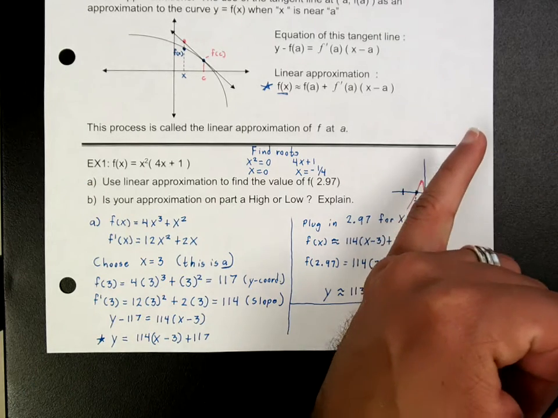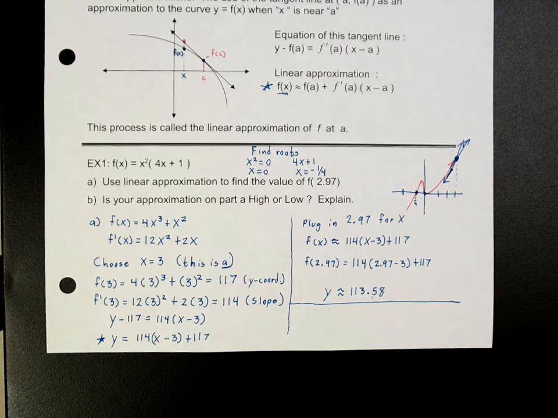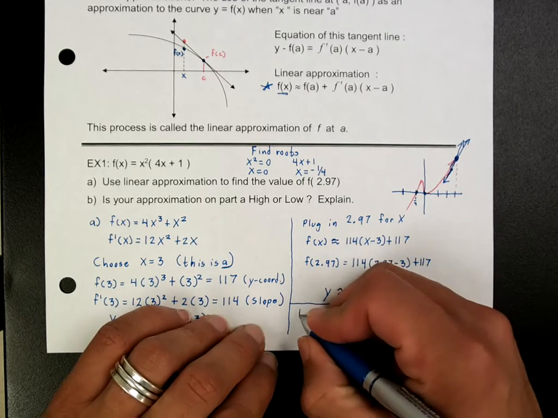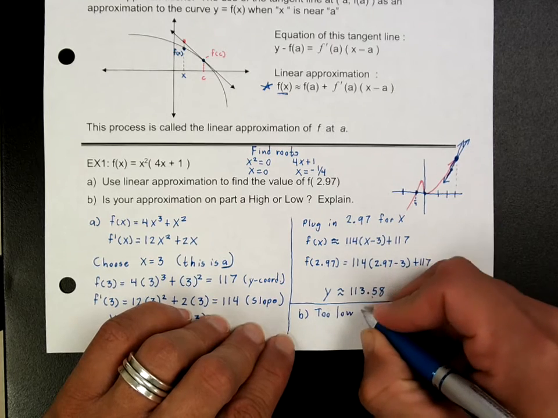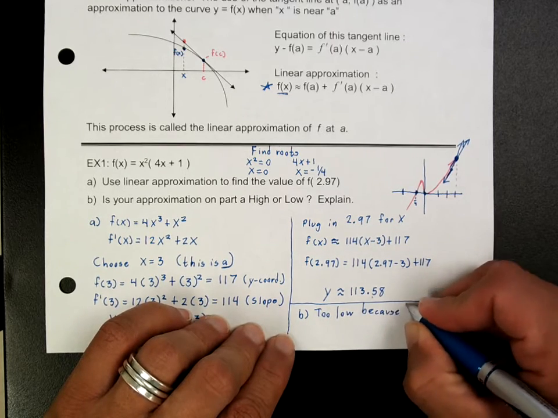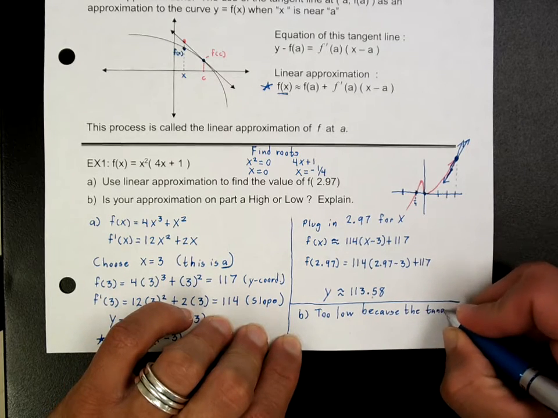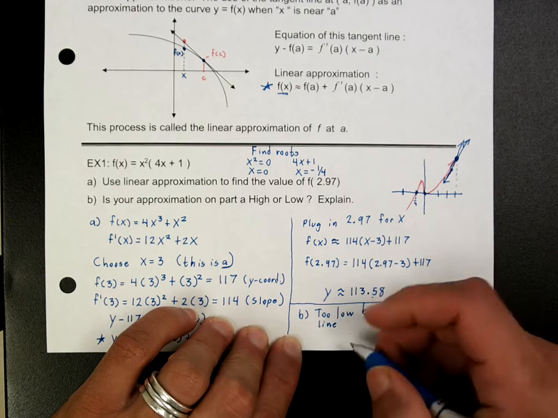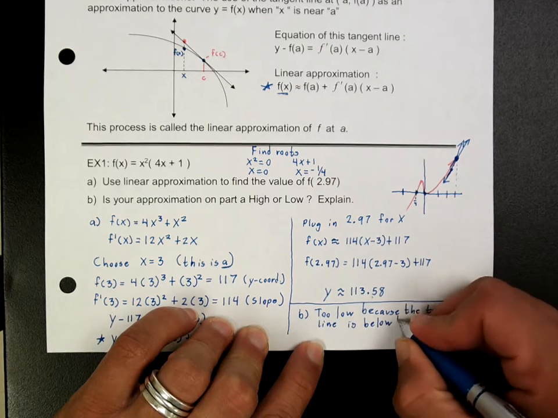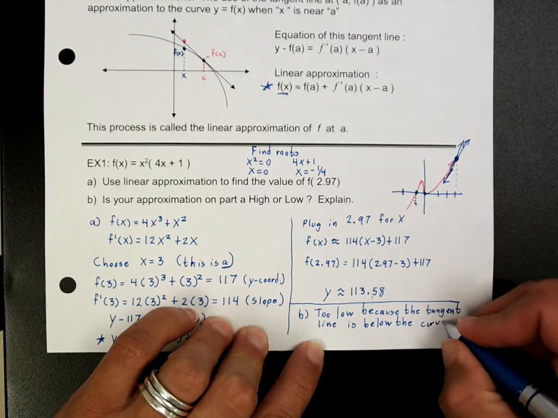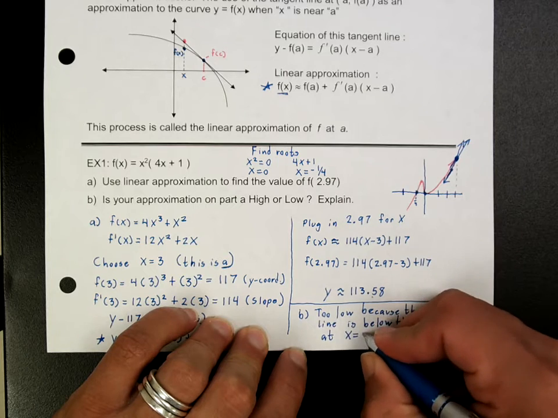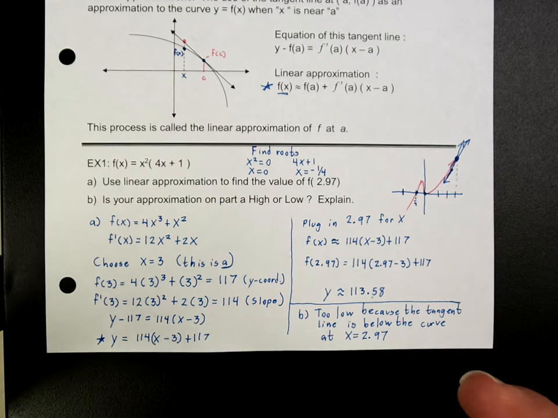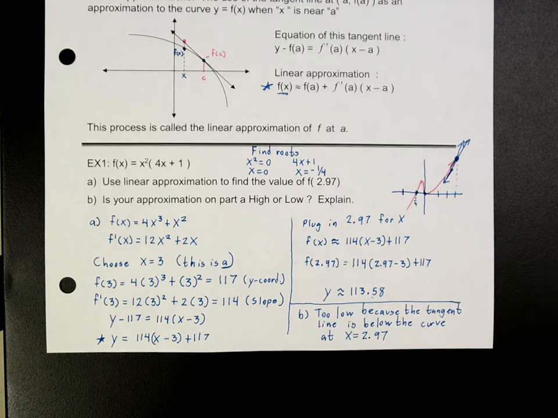Now, only because the tangent line is below the function f of x, that means that my approximation is going to be too low, because my tangent line that I drew is below f of x. So in this one, I would say that it's too low. My approximation is too low because the tangent line is below the curve at x is equal to 2.97. Now, obviously on this one you can probably use the calculator to make it a lot easier, so you probably won't see something quite like this on an AP exam. This is just to explain the method.